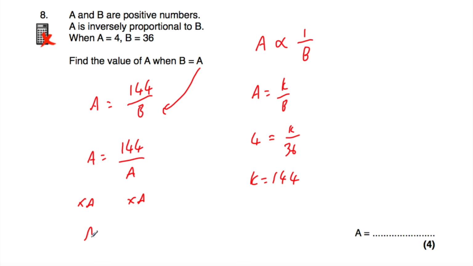A times a is a squared, and on the right hand side of the equation we're just going to have 144. And now because we know they're both just positive values, we can square root 144 and you're going to get that a is equal to 12. So it means that a is equal to 12, and that's it.